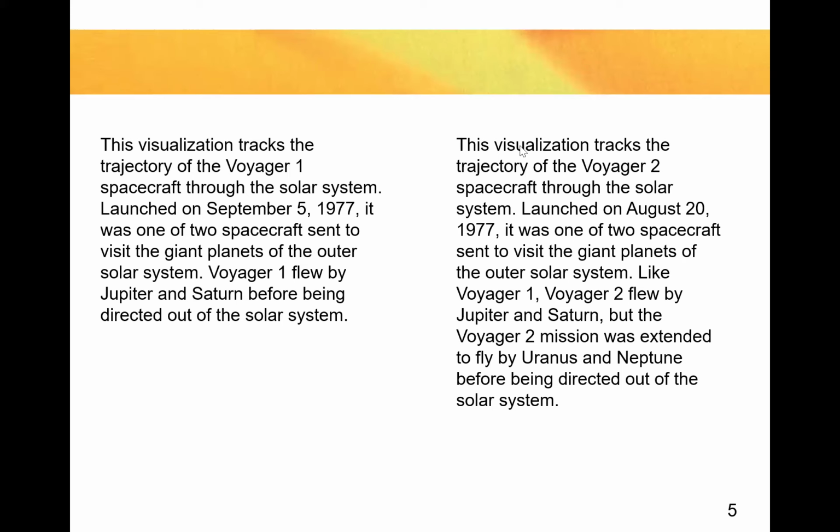So then you got Voyager 2. It was launched August 20th, 1977. So why was Voyager 1 launched later than Voyager 2? I'm not sure. But it was one of two spacecraft that visited the giant planets. Like Voyager 1, Voyager 2 flew by Jupiter and Saturn, but the Voyager 2 mission was then extended to fly to two more planets before it reached the outer solar system. Kind of fun stuff.